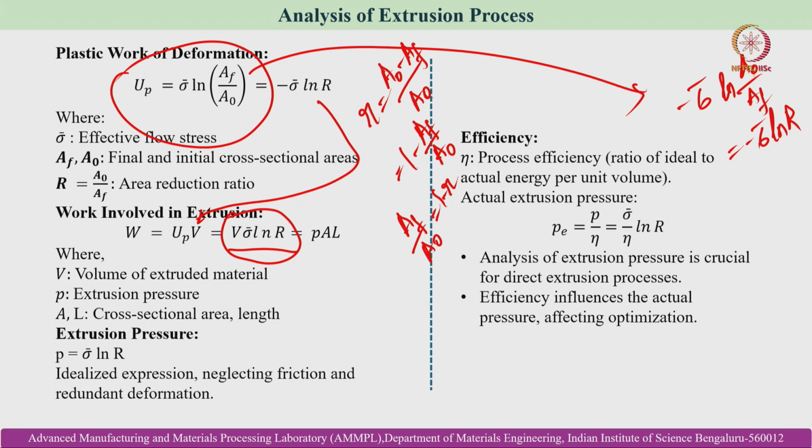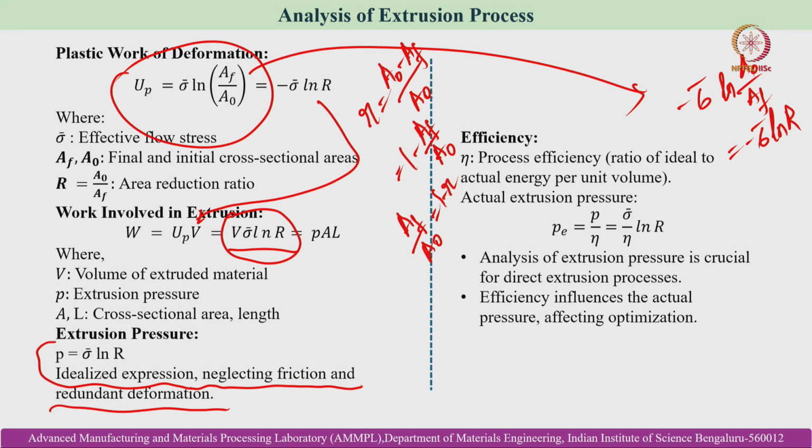Here P is the extrusion pressure, and A and L are the cross sectional area and length of the extruded billet. Since volume is equal to area into length, the extrusion pressure becomes P equal to sigma bar ln R. This is an idealized expression for the extrusion pressure, which neglects friction and redundant deformation. We will see later in the course how we can consider the effect of friction and redundant deformation, and how we can modify the extrusion pressure or drawing pressure. So, the efficiency.